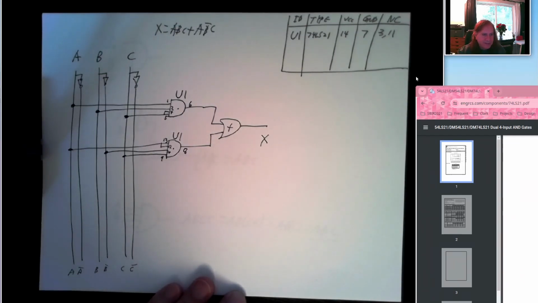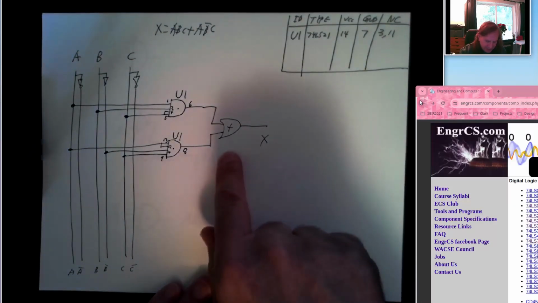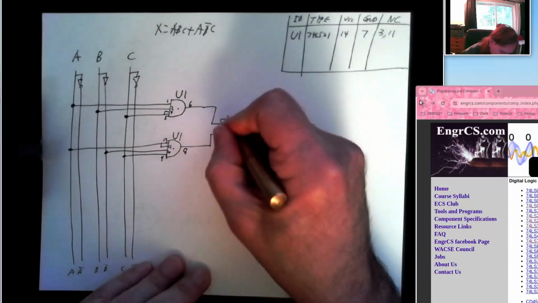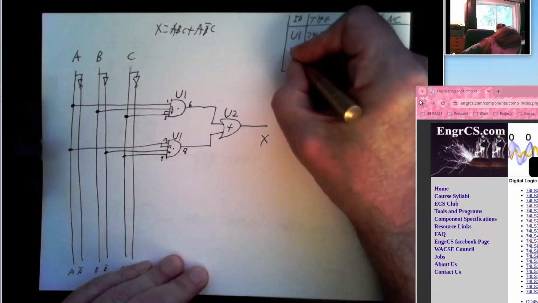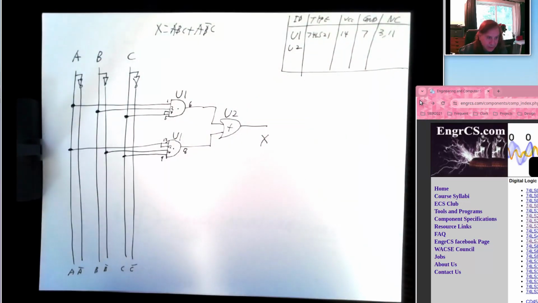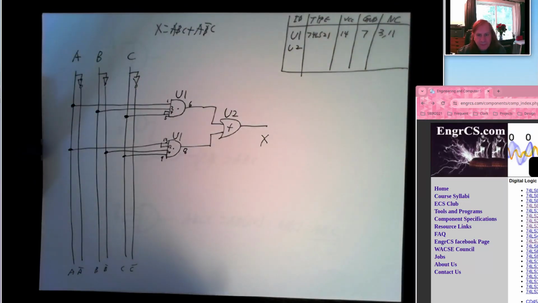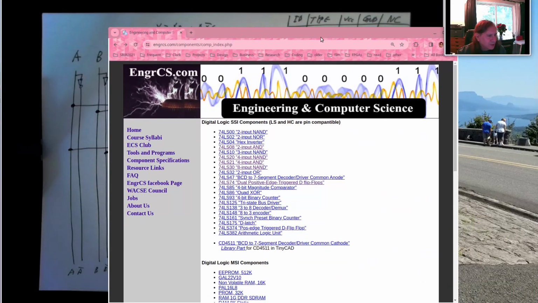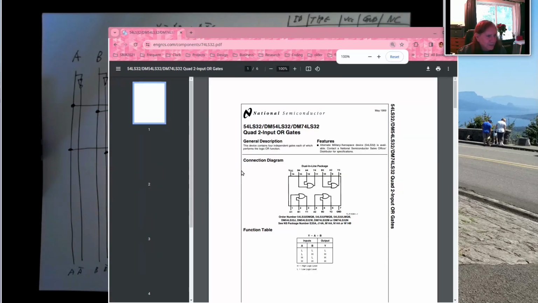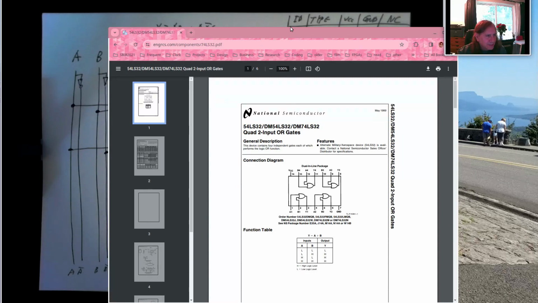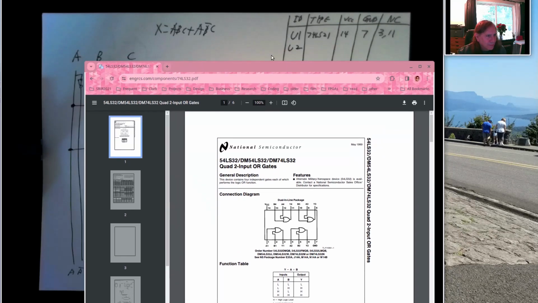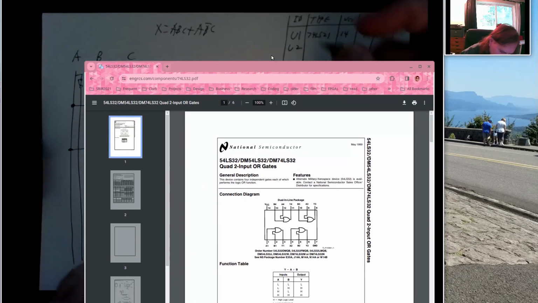All right, I have a second gate. I have this OR gate, so I'm going to label this U2. I'm going to add that to my component ID block. And let's find a 2 input OR gate. So it looks like right here, that's a 74LS32. So that's my next component.